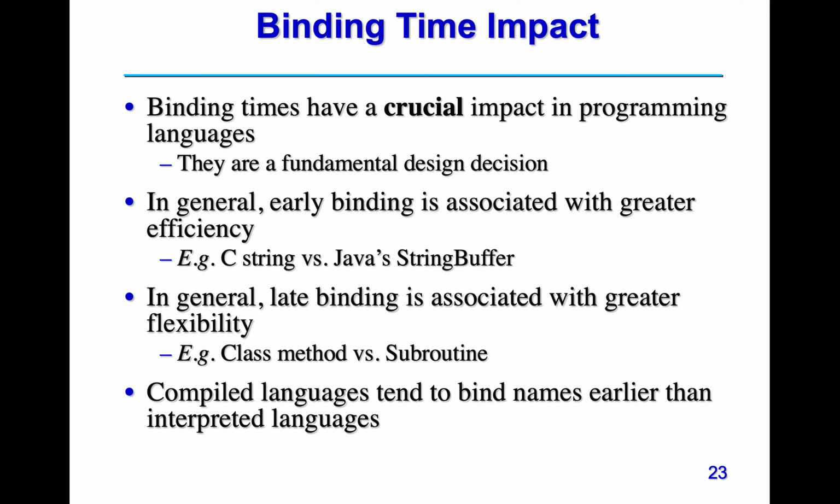Compiled languages tend to bind names earlier than interpreted languages. Yeah, they do. So that last bullet point here: compiled languages, C, tend to bind names earlier than interpreted languages, Python. So yeah, Python does dynamic binding. So it's doing it at runtime. It's definitely going to be earlier. So in the textbook and sometimes in other literature, you'll see early and late instead of static and dynamic. So early means static, late means dynamic.